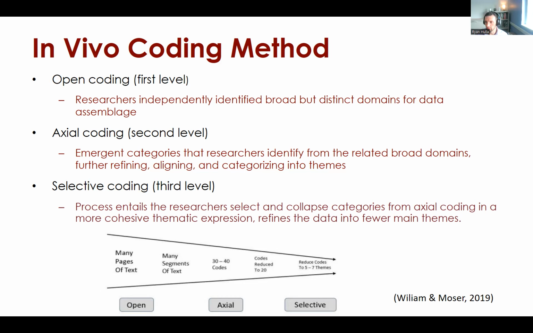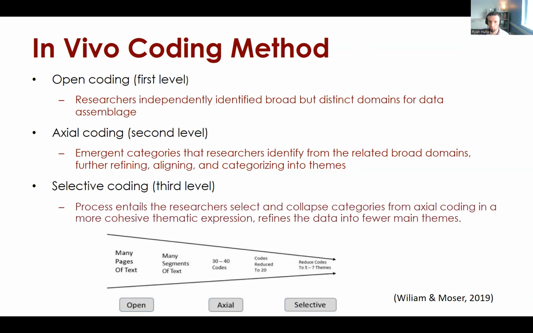The second level of coding is axial coding, which is the process of refining the broad thematic domains into refined emergent categories. Memos, notes in this stage are generally used to develop new codes, separate codes, and start making theoretical connections between categories or themes. Selective coding is the third level of coding, and it involves collapsing or reducing the number of categories into more cohesive expressions known as themes. This results in a reduction of the categories from axial coding. Memos, notes in this stage are used to identify relationships for higher level analysis.